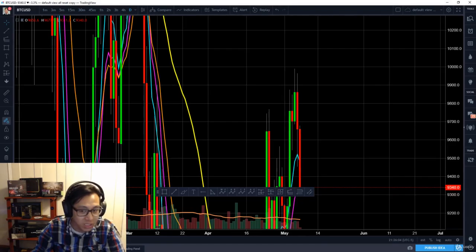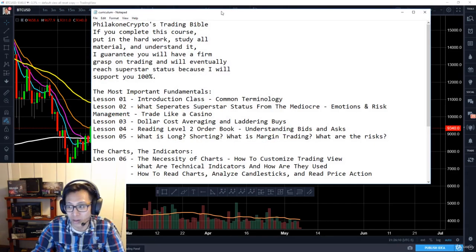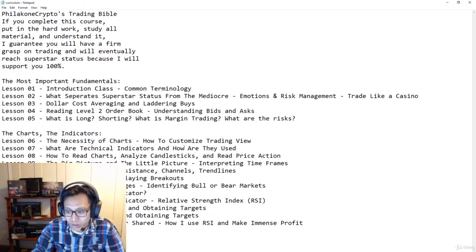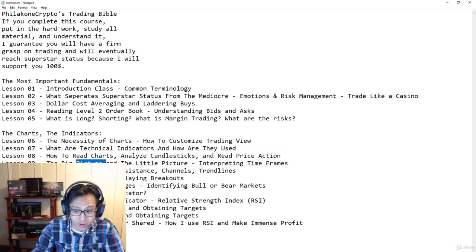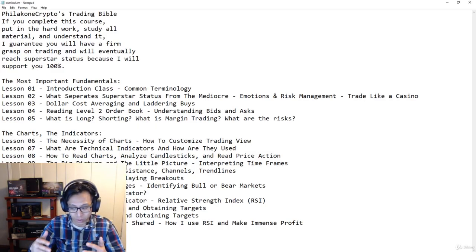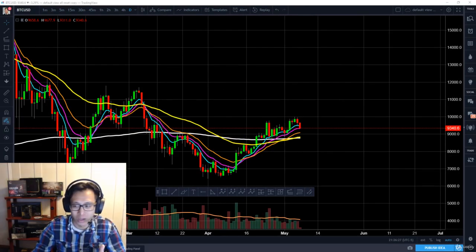So just to give you guys a basic idea of what different time frames are, you have to remember what time frames are. Okay, guys, we're going to go over time frames in the next lesson, actually in lesson number 9, how to interpret time frames by looking at the little picture and also the big picture as well. But just to give you guys a quick introduction, right?